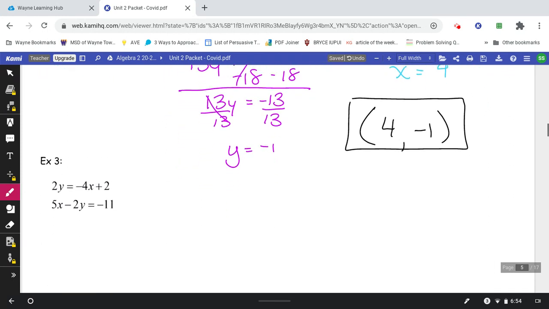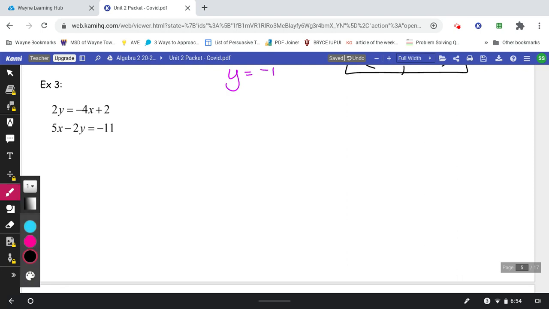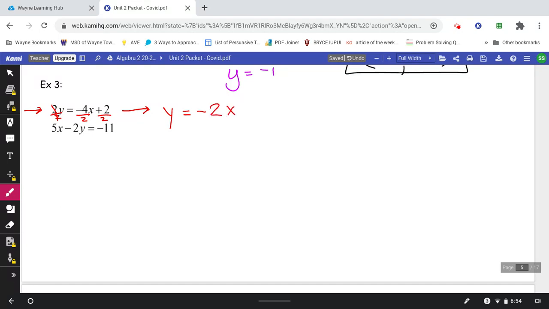All right, let's look at example 3. For example 3, I noticed something a little bit different here. I noticed that this equation is not exactly solved for y. So what I'm going to do is I'm going to get rid of the 2 in front by dividing out a 2 in each of these pieces. The 2's cancel, leaving me y equals. That's important. That's what I need. -4x divided by 2, -2x, and 2 divided by 2 gets me 1. Once I have that solved for y, I can go ahead and plug it in right here.